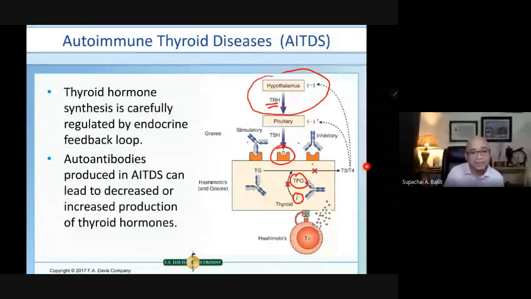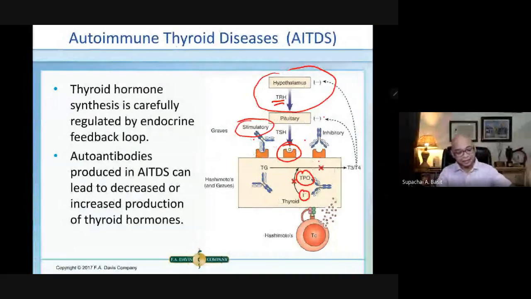In cases of Hashimoto thyroiditis, autoantibodies to TG and TPO lead to a decrease in thyroid hormone synthesis. Cytotoxic T cells can also damage the thyroid gland. So in Graves' disease, it's stimulatory, so there would be hyperthyroidism. In Hashimoto thyroiditis, there is a decrease in thyroid hormone synthesis. Therefore, there is hypothyroidism.